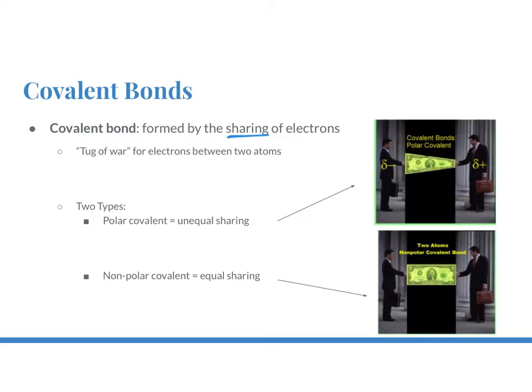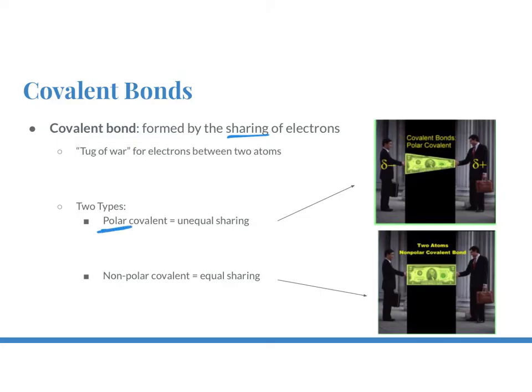With a covalent bond, the sharing of electrons is really going to be like a tug of war for the electrons between the two atoms. And sometimes one atom might be stronger than the other in pulling electrons towards it. Remember when we talked about electronegativity, that is something we're going to come back to today in this lesson. So the unequal sharing of electrons will lead to a type of covalent bond called the polar covalent bond.